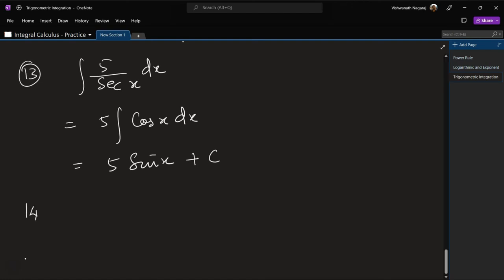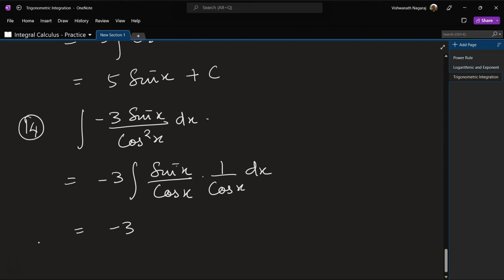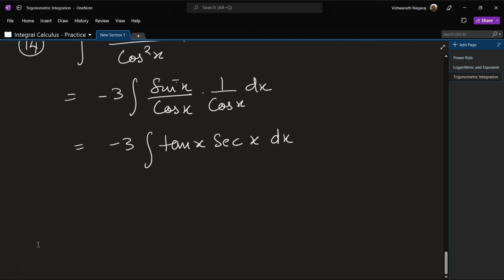Okay, 14th one, integral of minus 3 sin x by cos square x dx. So minus 3 integral of sin x by cos x times 1 by cos x dx. Minus 3 tan x sec x dx. And we know tan x sec x is the derivative of sec x.